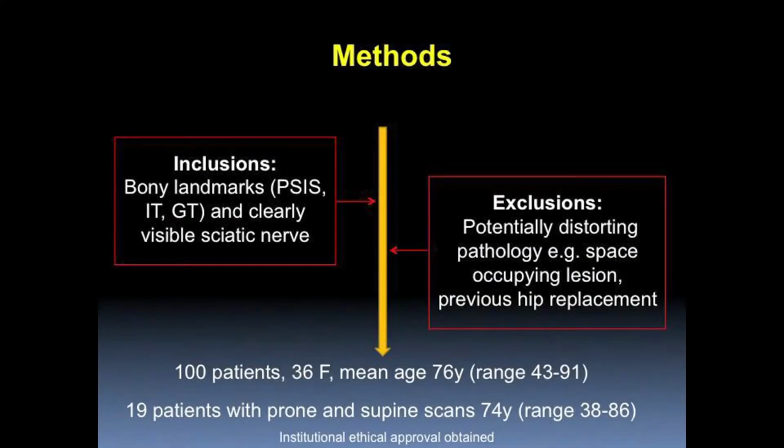Using CT scans of the abdomen and CT colonographies, we were able to identify the sciatic nerve in relation to the bony landmarks. After exclusions, including distorting pathology and total hip joint replacements, we were left with 100 supine scans and 19 prone scans to be analysed by dual consensus.